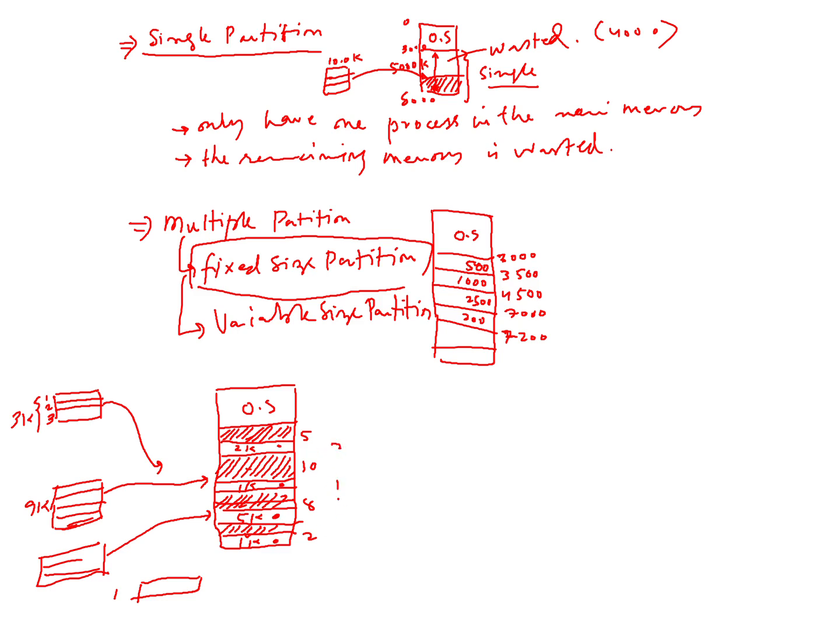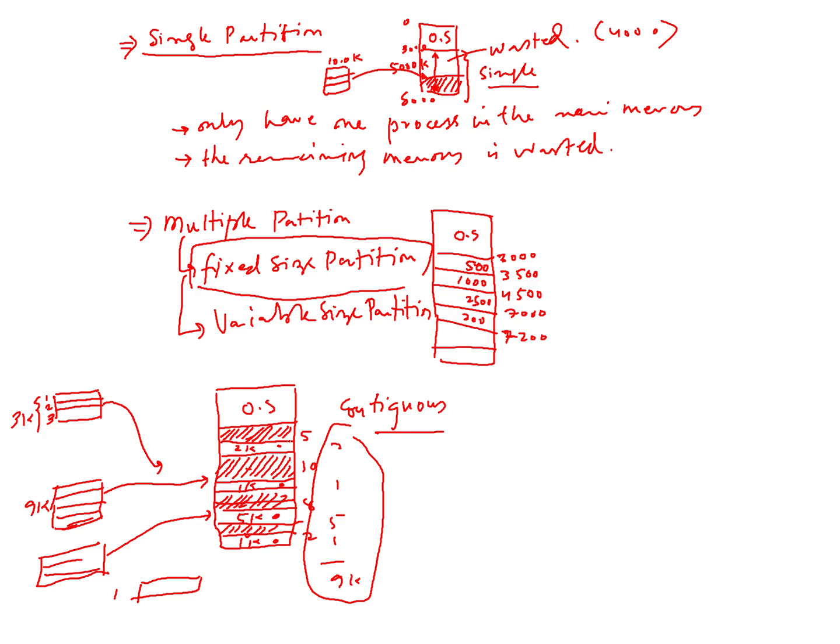We see that this wastage remains in the partitions. Now we have almost 9k of space still available in the main memory, but we cannot use it because this space is not contiguous in nature, and we are dealing with contiguous memory allocation.